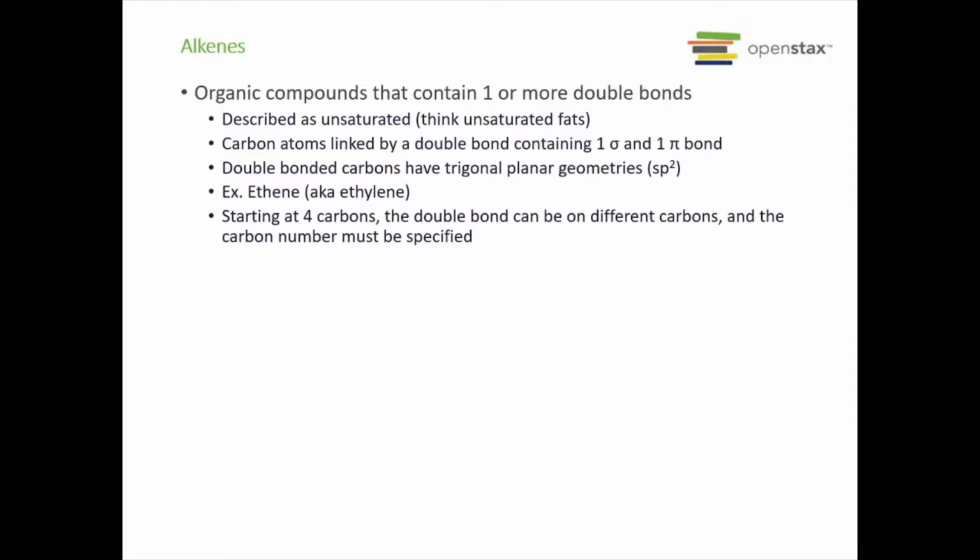So the carbon atoms that are in the double bond itself are linked by a double bond, whereas they have 1 sigma bond and 1 pi bond. And these carbons also have a trigonal planar sp2 geometry. One example of that is ethene, also known as ethylene. Starting at 4 carbons, the double bond can be between different carbons in the structure, and then you have to do numbering of your carbons to specify where it is, and we'll look at that.